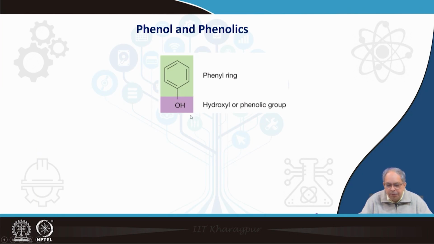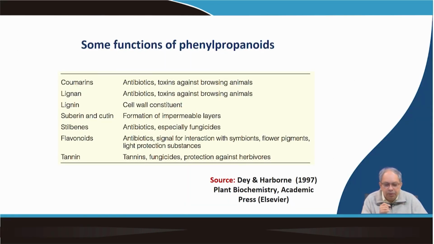As I have mentioned before, this is the phenyl ring and the hydroxy group which constitute the phenolic compounds. Phenolics must fulfill this criteria, but I also mentioned that it is not always mandatory. Even the cinnamic acids and phenylethanol come under phenolics because they originate from phenylalanine. Some of the functions of phenylpropanoids I have mentioned in the previous class, so there is no point of discussing them again.